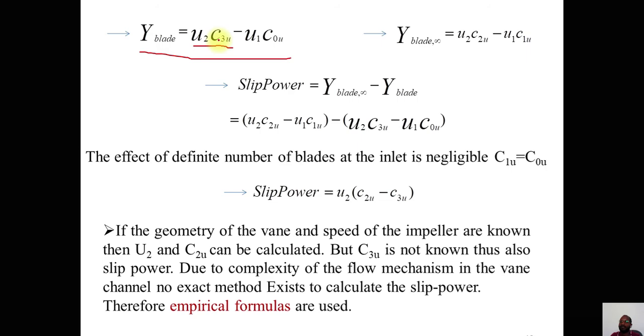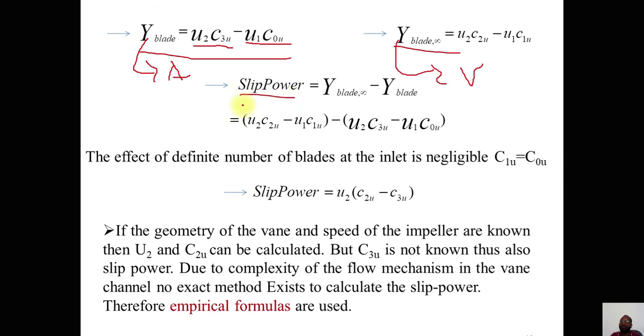with that of tangential velocity. Flow velocity with that of tangential velocity at inlet minus flow velocity with that of tangential velocity at outlet. Outlet minus inlet. Same is true in the case of the vane channel. This one is actually at the actual one. This one is actually at the vane one.